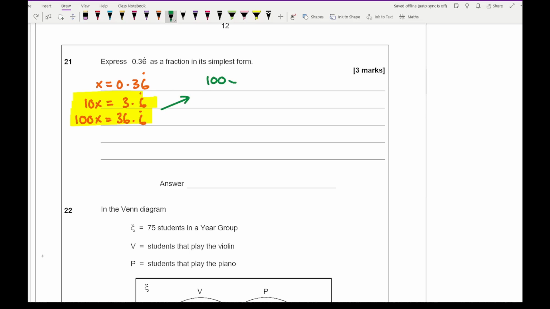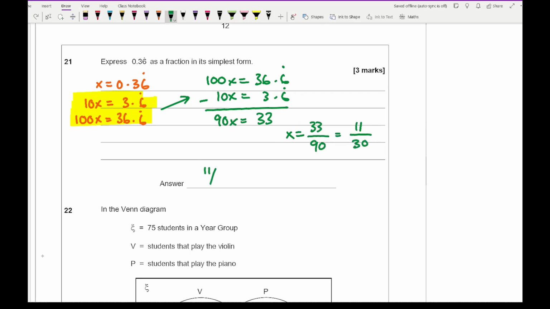So I've got 100x equals 36.6 recurring, 10x, which is 3.6 recurring. Take the two things away and I get 90x equals 33. So x equals 33 over 90. Divide both sides by 3 and I get 11 over 30, which is my final answer.